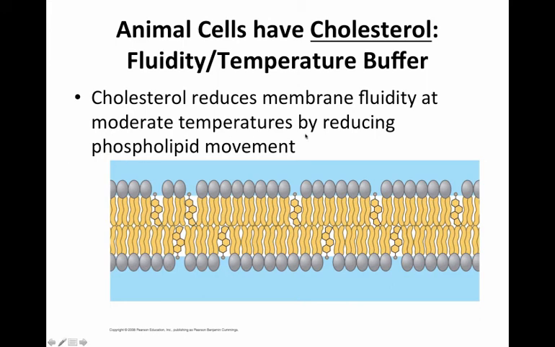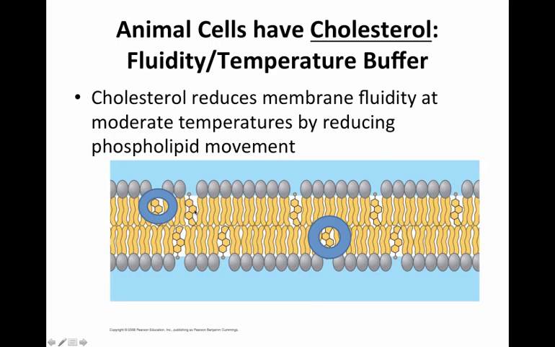Okay. Cholesterol reduces membrane fluidity at moderate temperatures by reducing phospholipid movement. And as you see here in this bilayer, I have circled the cholesterol. See it here? In blue and here. So these are the cholesterol. This is cholesterol in the membrane of animal cells.